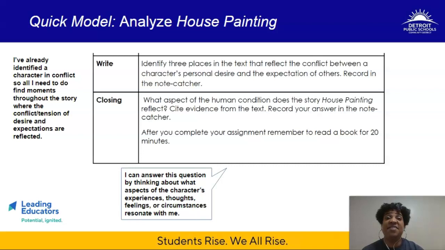Okay. And if that's the case, that's going to give you insight into what aspects of the human condition the story reveals, right? Because remember, the human condition is the common experiences, relationships, emotions, and thoughts that human beings have shared, or share. So if I can identify those in myself, then I've actually identified the aspect of the human condition that is on display here in the story House Painting.